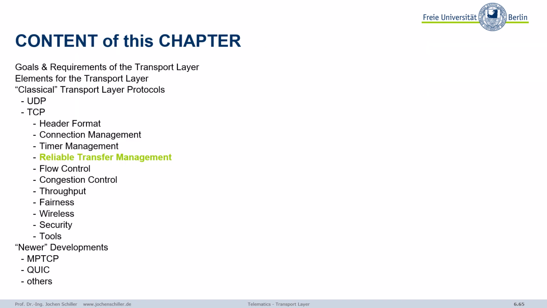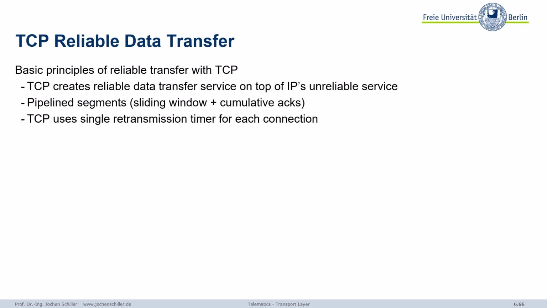Okay, now, one of the features of TCP is reliable transfer of data. Basic principle: IP is unreliable, so TCP has to do something. What has to be done? Well, you transmit your segments, segment by segment, you use sliding windows, you use acknowledgements, as I will show, and if something goes wrong, we have to retransmit.